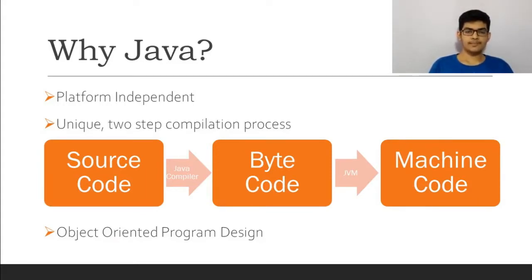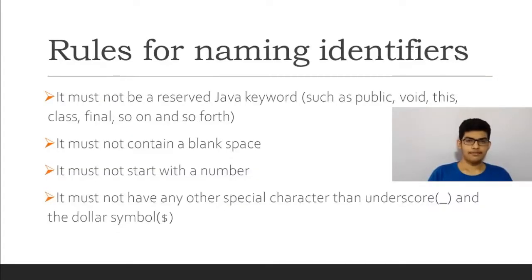The third point which makes Java unique is the object-oriented design of the programs, which consists of classes and objects, the pillars of object-oriented programming. Now we'll create our first program in Java. Our first program will be called Hello, whose sole purpose will be to print Hello World. We'll begin by creating a class called Hello.